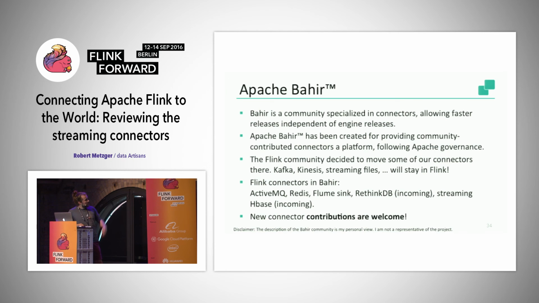Some of the connectors for Flink that we have in Bahir are ones I mentioned already: ActiveMQ and Redis. There's a Flume sink, and there are also some more connectors upcoming. The Bahir community and we at Flink are always very happy to have new connectors contributed to Bahir. So that's an interesting project to keep your eyes on.